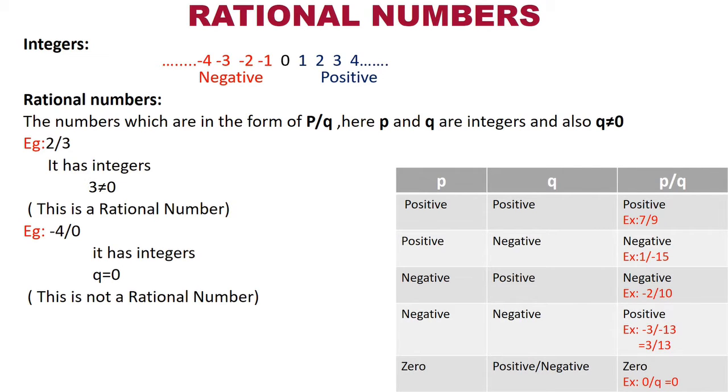p is negative, q is negative. Then the rational number will be positive. Example minus 3 by minus 13. Here minus 3 and minus 13 are negative. Then the negative signs get cancelled and become positive signs. So here the rational number is positive. p is 0, q is positive or negative. Then the rational number will be 0. Example 0 by q is equal to 0.